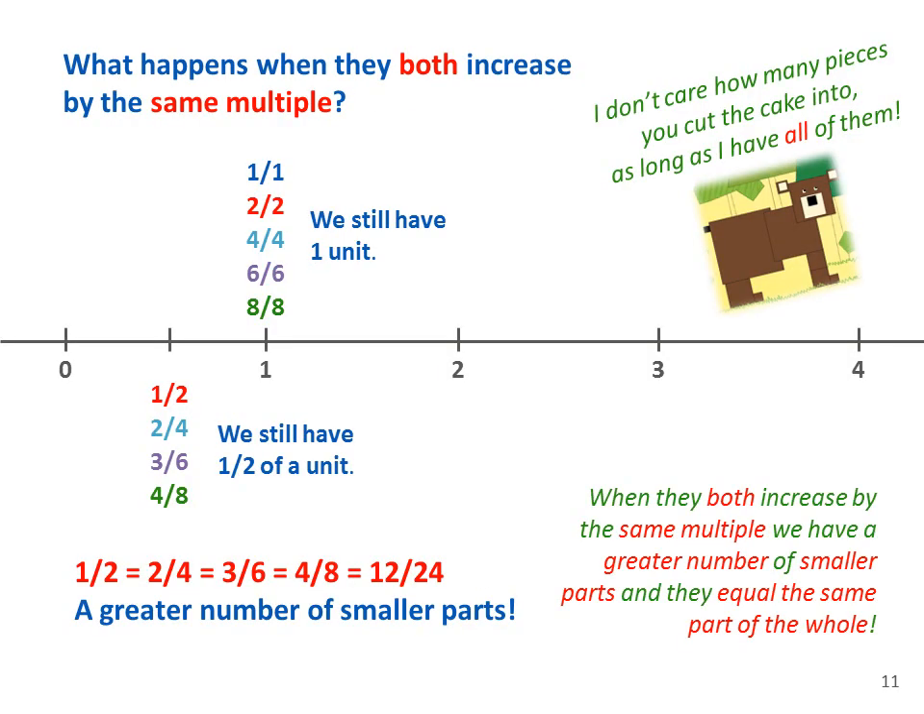But what happens when both the numerator and the denominator increase by the same multiple? We have a greater number of smaller pieces, and these pieces equal the same part of the whole. I'll repeat that. We have a greater number of smaller pieces, and these pieces equal the same part of the whole. Square Bear would say, I don't care how many pieces you cut it into, as long as I have all of them.